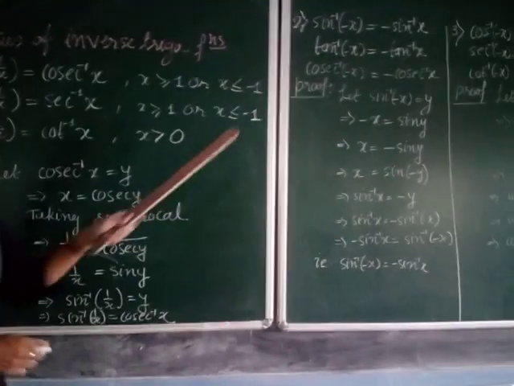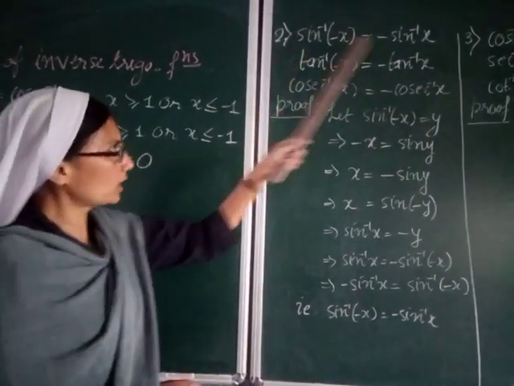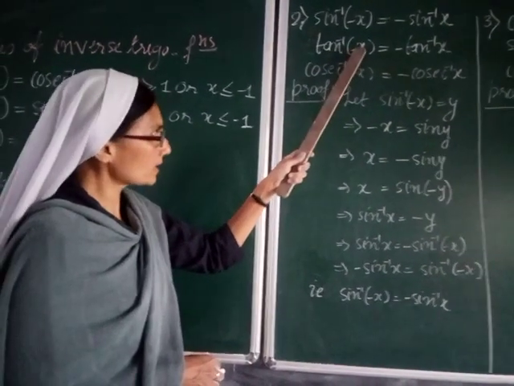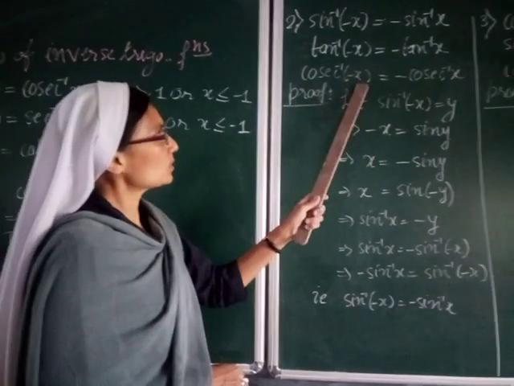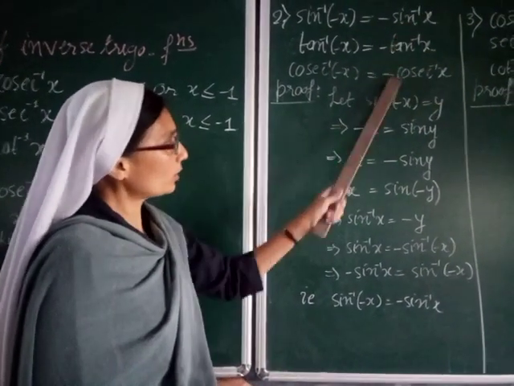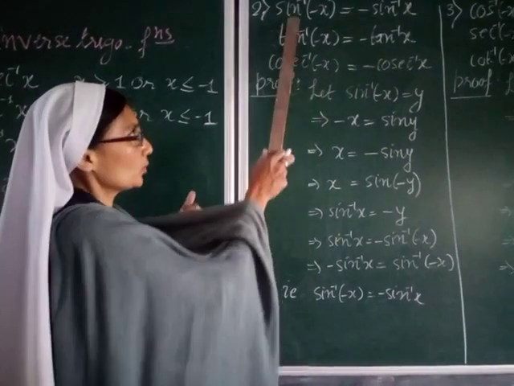Number 2: sin inverse minus x, then this minus will jump out, minus sin inverse x. For tan inverse minus x, this minus will come out, minus tan inverse of x. Cosec inverse minus x, this minus will come out, minus cosec inverse x. All three have the same property, that's why they are written together. So now we will prove the first one.